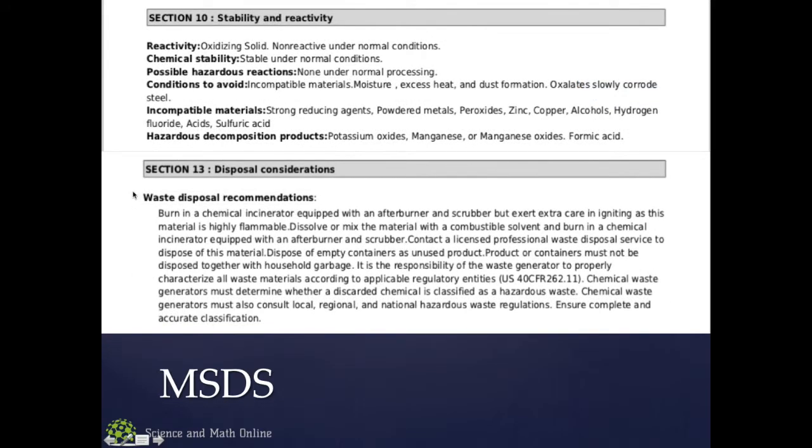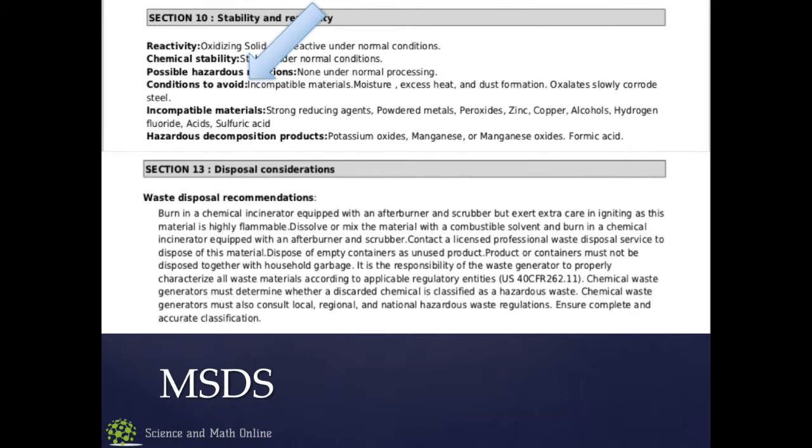Okay. So yeah, here's the incompatible materials in section 10. Keep it away from strong reducing agents. You'll have to look those up. Metals, peroxide, zinc, copper, alcohols, hydrogen, fluoride, acids, and sulfuric acid. So you got to keep it away from those things because it does bad things. And so, once again, these are important things to keep in mind.